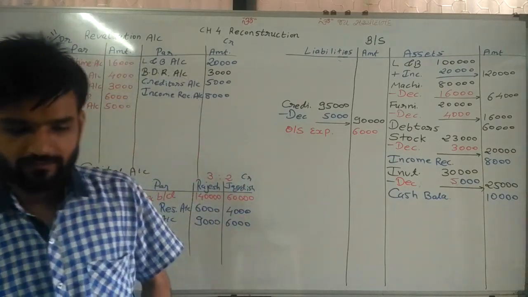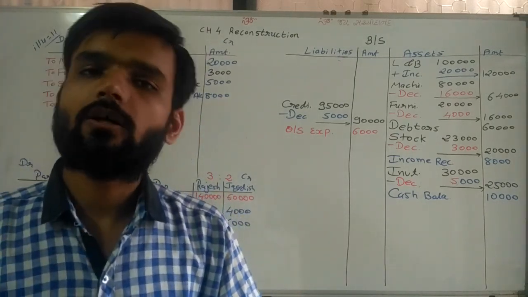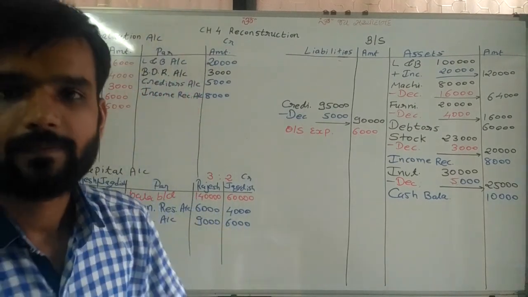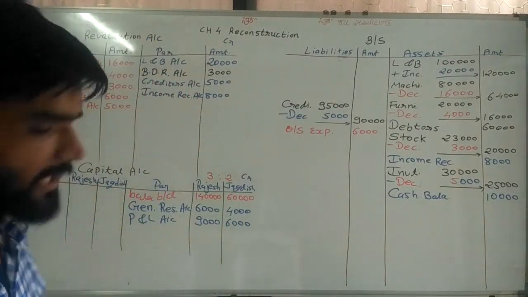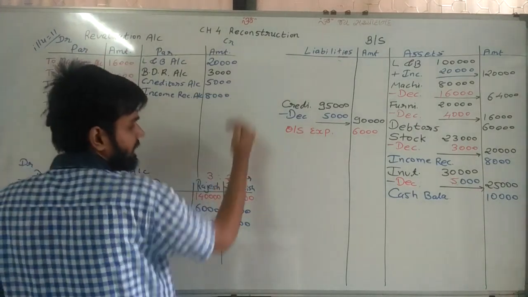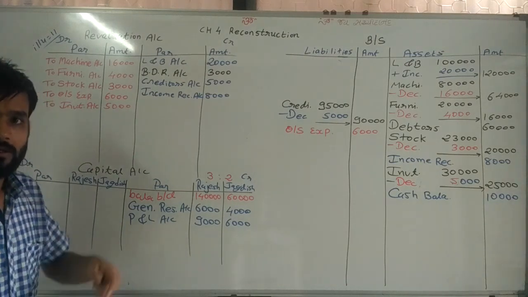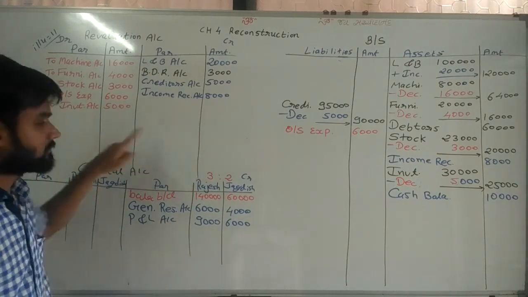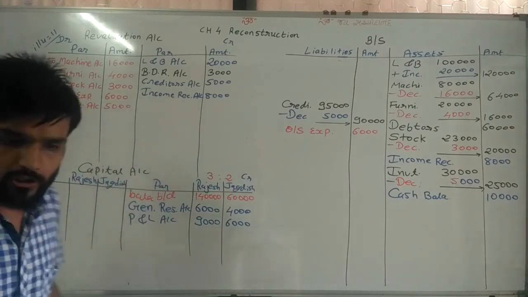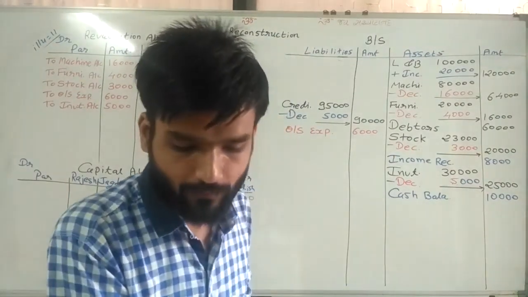Now what are we doing, sir? Now we are closing the accounts and transferring the balances. Now first of all, we are closing the revaluation account. So make the total of the credit side, make the total of the debit side. Now write down the highest total on both sides. So here I have an answer. Total of the credit side is 36,000.